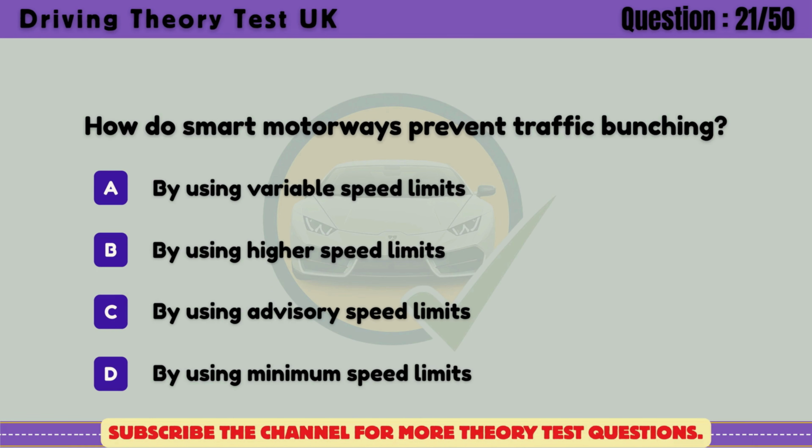Question 21. How do smart motorways prevent traffic bunching? Option A. By using variable speed limits. B. By using higher speed limits. C. By using advisory speed limits. D. By using minimum speed limits.